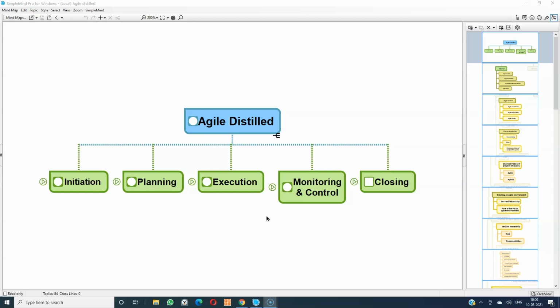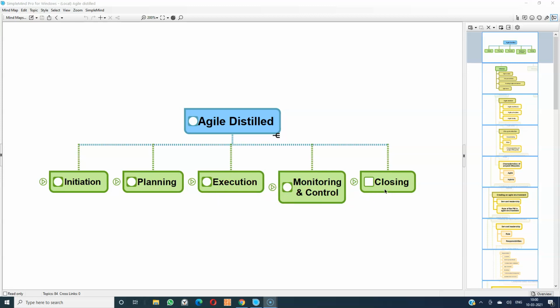So I have borrowed the initiation, planning, execution, monitoring and controlling and closing process groups from predictive project management, and I am organizing the knowledge of Agile into these 5 process groups of initiation, planning, execution, monitoring and controlling and closing.